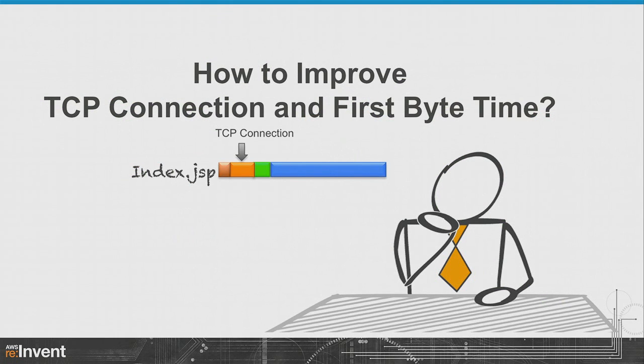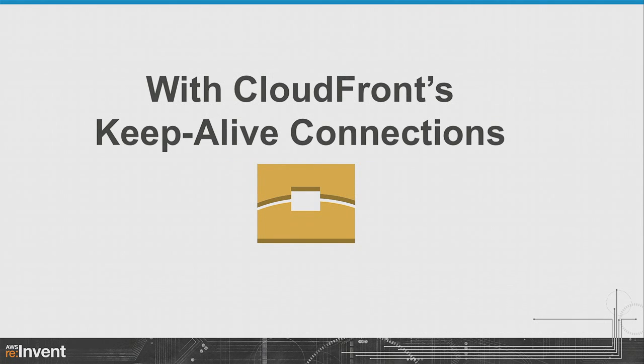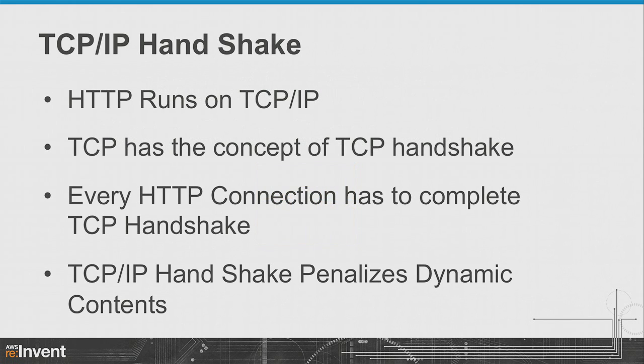So how do we improve TCP connections and first byte download time? We can do that with CloudFront's Keep Alive connections. Let me give you a little bit of an overview of TCP/IP, handshakes, and all that, which makes it a little clearer what the drawbacks are, what penalties you incur by running on TCP/IP, and how to improve that. Every TCP/IP connection has to go through the first handshake, which is SYN, SYN-ACK, and ACK back, and then the request can go through. That has to happen on every connection.